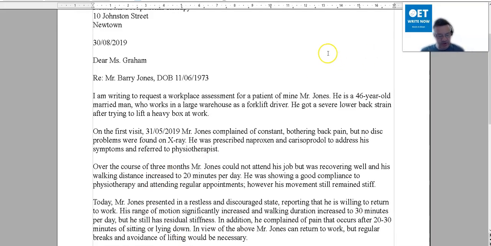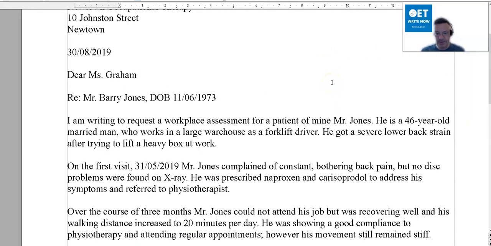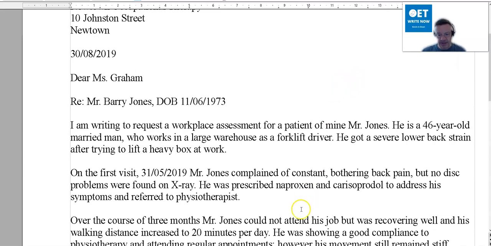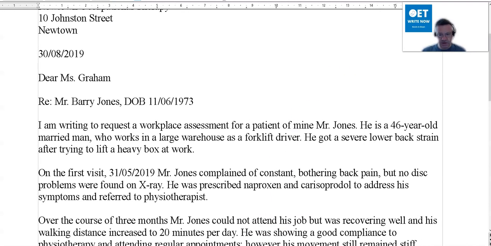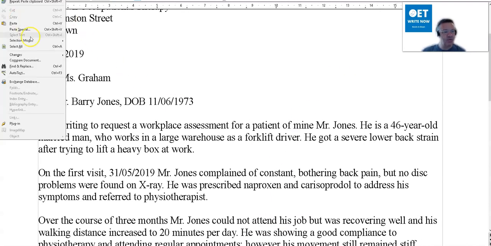And Mr. Barry Jones. Now, let me just make this a little bit bigger. Itchy nose. Oh, a little bit bigger. Okay, you can probably see that now. Put some changes on.